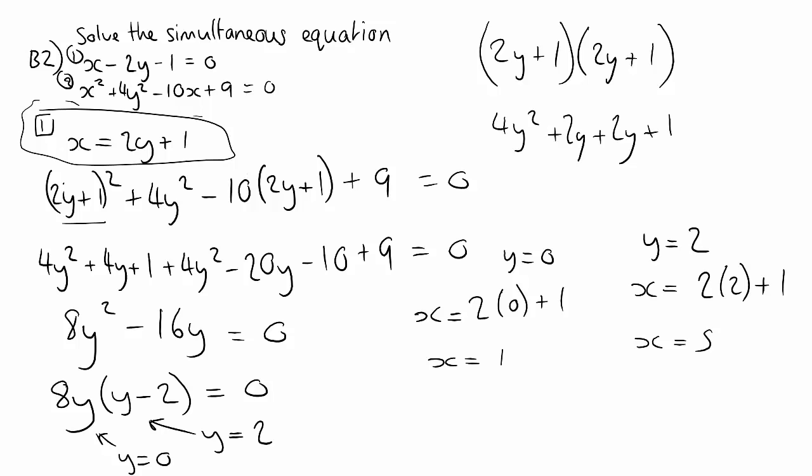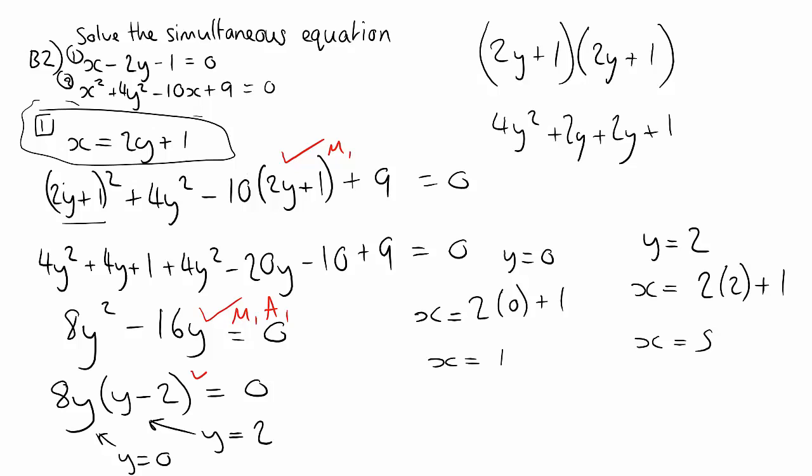Right, let's see how the marks are spread. So you get the first method mark for substituting in either 2y plus 1 or your other rearranged equation if you rearranged it in the form of y equals. So that is your first method mark. Your second method mark is for getting to this stage here with a simplified version of your equation. So this is your second method mark.